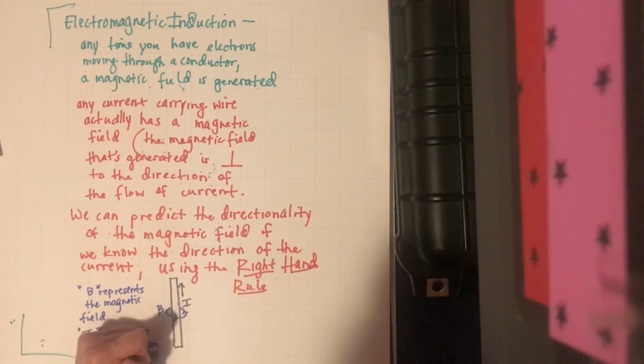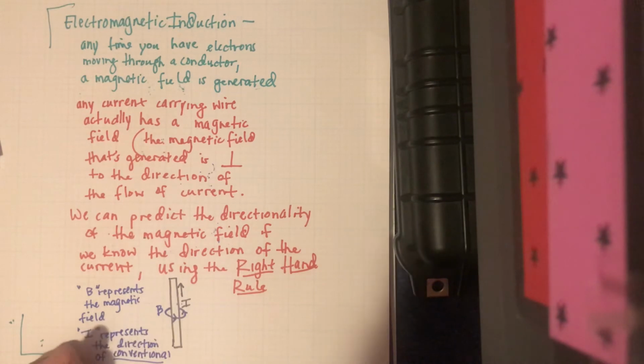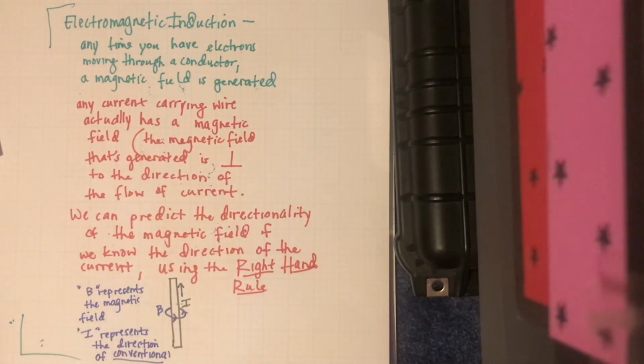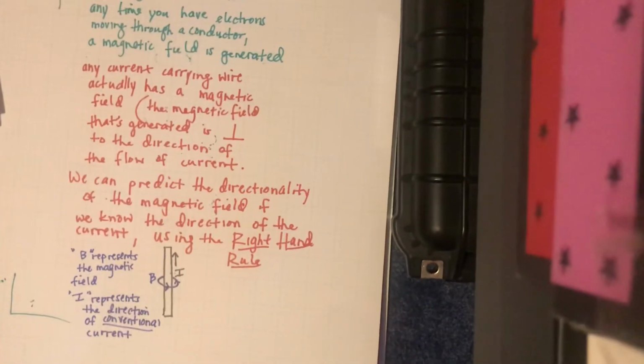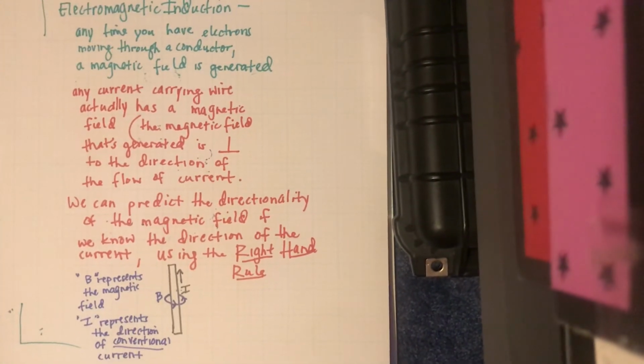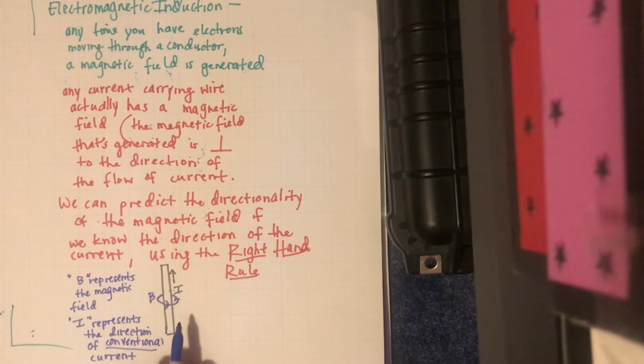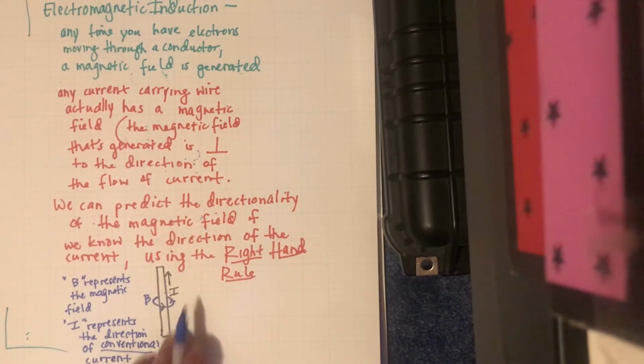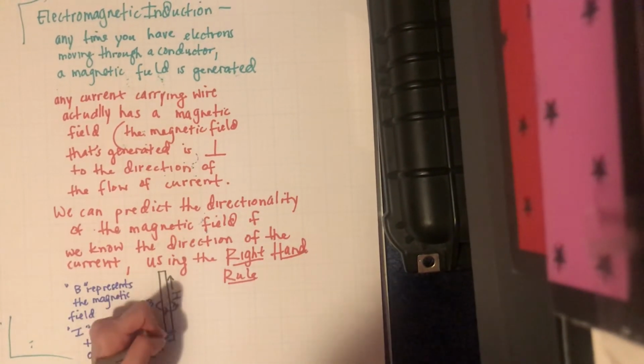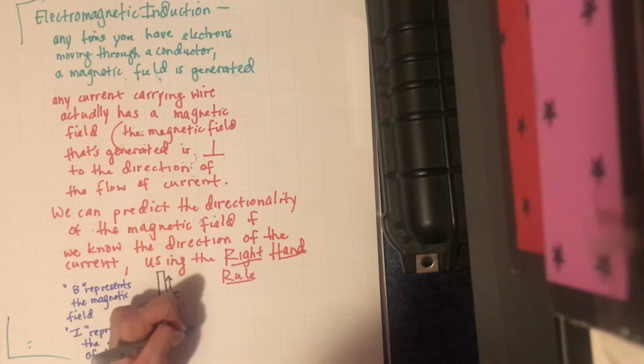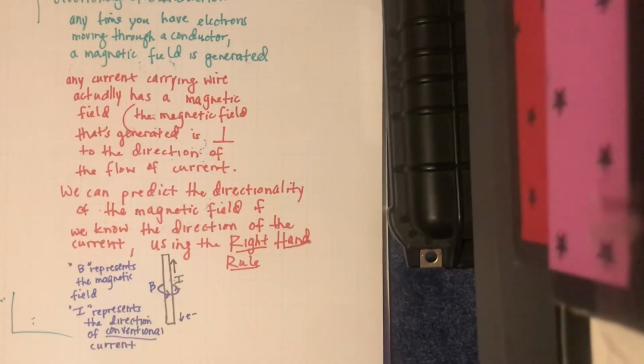When I'm talking about conventional current, I'm not talking about electrons. I'm talking about protons. So in this diagram, which way are our electrons flowing? Well, if our protons are going up, we know that our electrons must be going down.